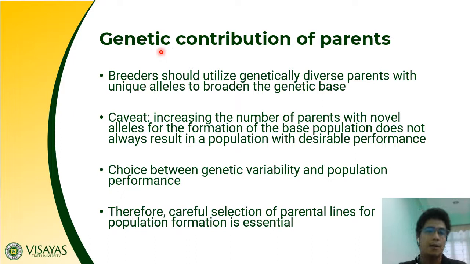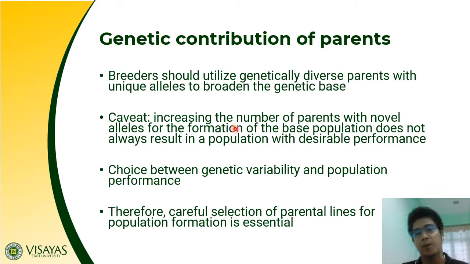So the third principle is genetic contribution of parents. Here, breeders should utilize genetically diverse parents with unique alleles to broaden the genetic base. But the caveat in doing so is that increasing the number of parents with novel alleles for the formation of the base population does not always result in a population with desirable performance. This is true because we have what we call epistasis. So some alleles, although they are novel and interesting, might not be expressed because there are other genes that have an epistatic effect and will not allow this novel allele to be expressed because of this epistatic relationship. So that's the only caveat.